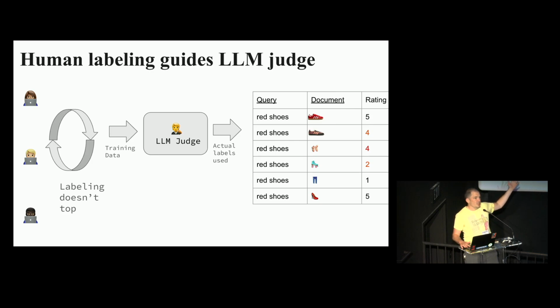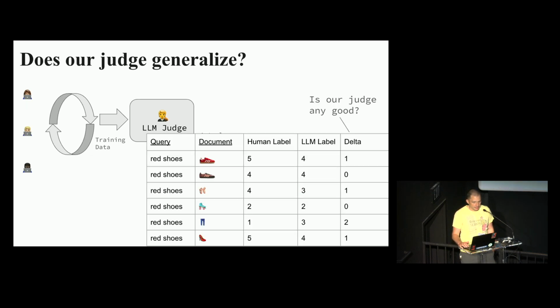And of course, there are going to be new use cases you don't have labels for, and you have no idea where your search stands with regards to those. So this process on the left doesn't go away. In fact, it just makes everything work better to keep it going. And we have to ask the question, like I said, does our judge generalize? We can measure against the human labels to see how close we are.